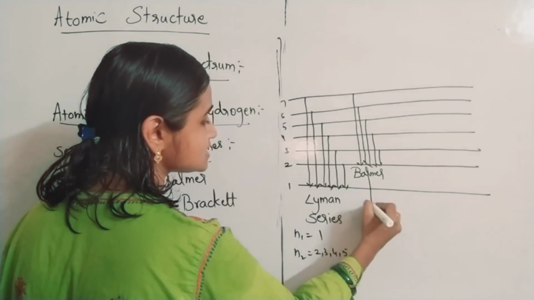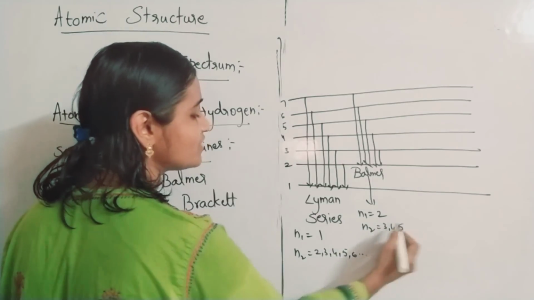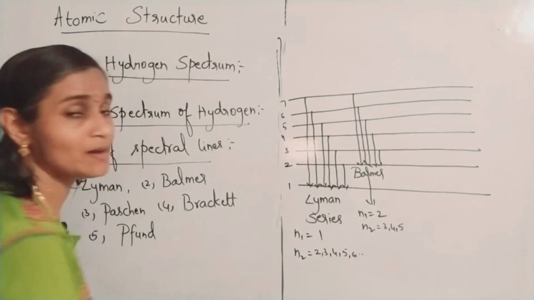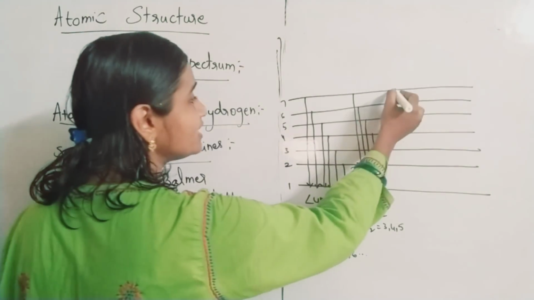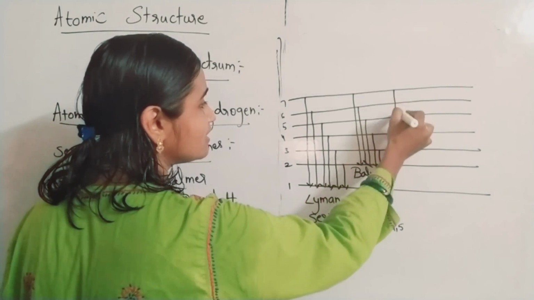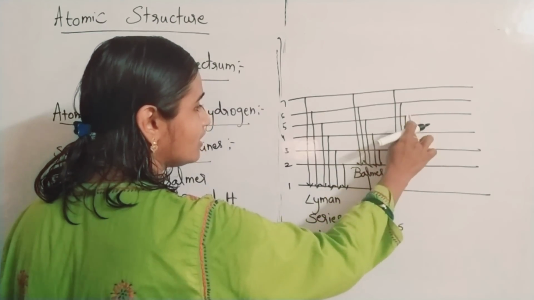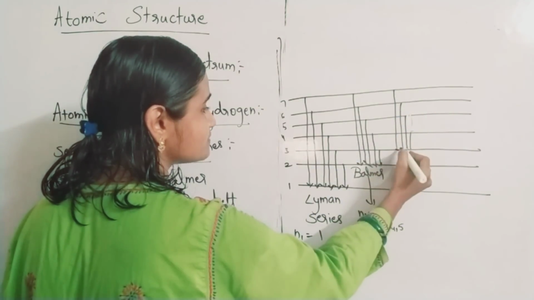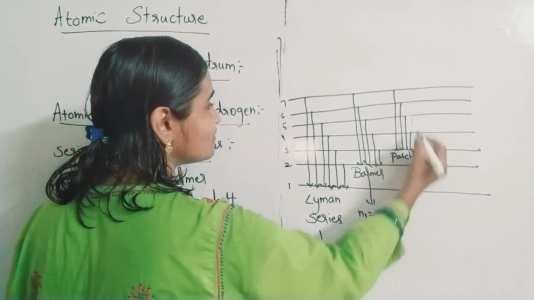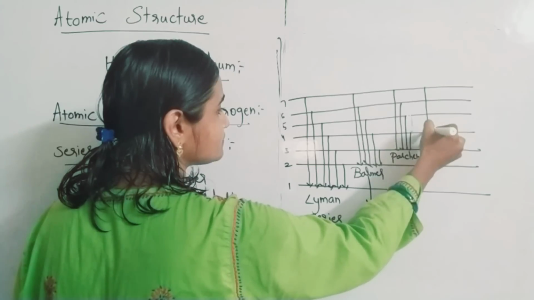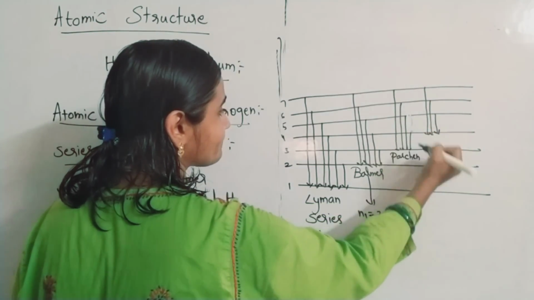Okay, Balmer series. N1 is 2, N2 can be 3, 4, 5. Any of the higher energy levels to the second orbit, if they come back, then such a series of spectral lines comes under Balmer series. Accordingly, if they come to the third orbit, you call them Paschen series. If they come to the fourth orbit, they are called Brackett. If they come to the fifth orbit, they are called Pfund series. Accordingly, you will have certain types of spectral lines.